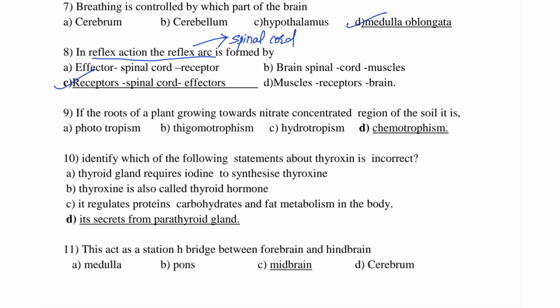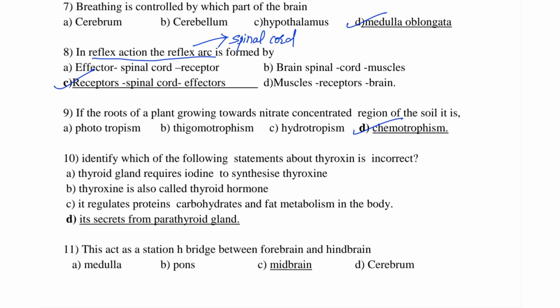Question number 9. If the roots of a plant grow towards a nitrate concentrated region in the soil, it is option A, phototropism, option B, thigmotropism, option C, hydrotropism, option D, chemotropism. So here the right answer is option D, chemotropism, because it is moving towards the nitrate concentrated region.